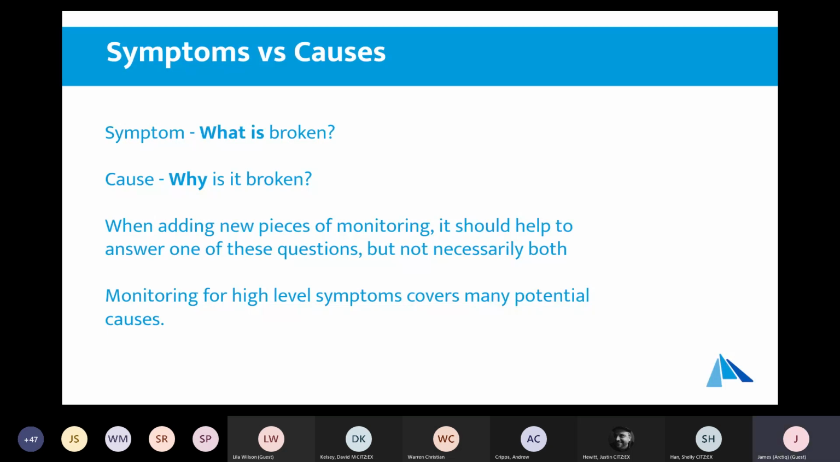So rather than trying to figure out all the different ways your service could break and trying to set up monitoring around all those different ways, the biggest bang for your buck is to start off with measuring at that high level, at that symptom level, as your users see it.